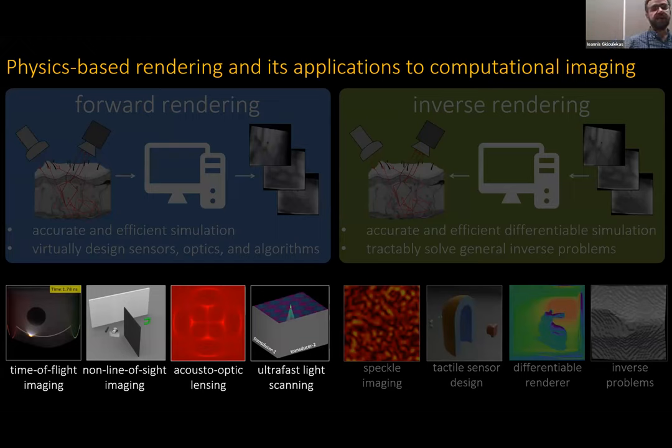So in the first half, we saw a few applications of physics-based rendering on time-of-flight imaging, on out-of-sight imaging, acousto-optics, and ultra-fast lensing. We'll continue along with this pattern of applying different forward rendering techniques to different imaging problems. And we'll start with speckle imaging.